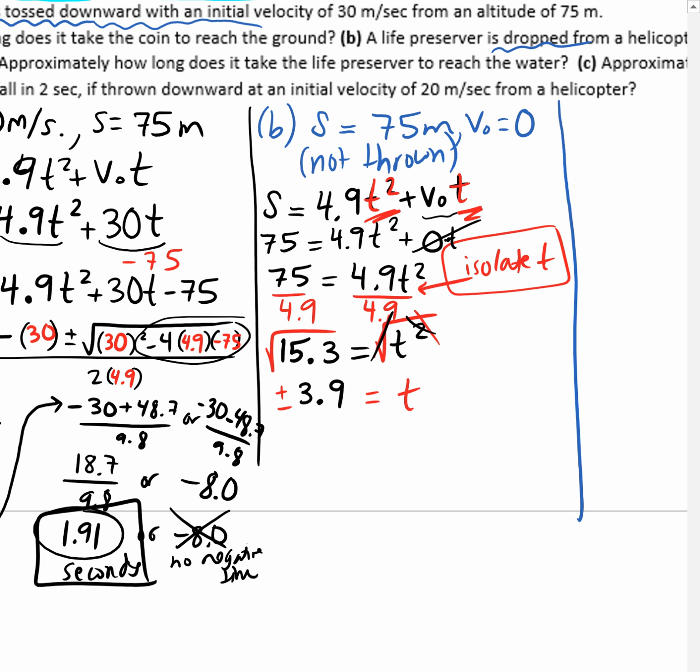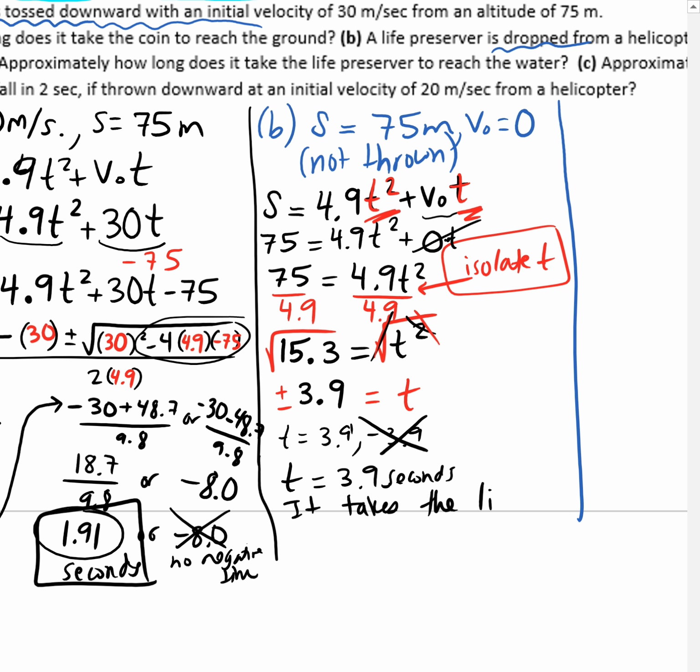But this is really two solutions. It's t is positive 3.9 and negative 3.9. But again, time can't be negative, so if I had actually forgotten the plus or minus, I'd be okay. So it must take that life preserver 3.9 seconds to hit the ground. That's not too long, I guess, huh? 3.9 seconds. Well, if you're drowning, that probably seems like a long time.